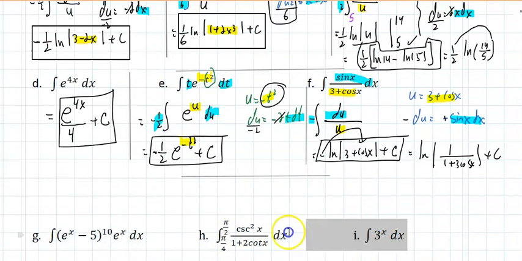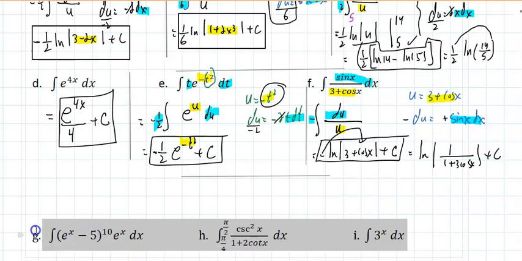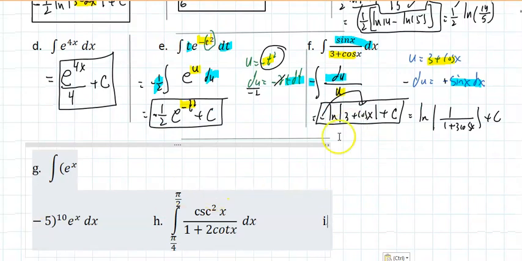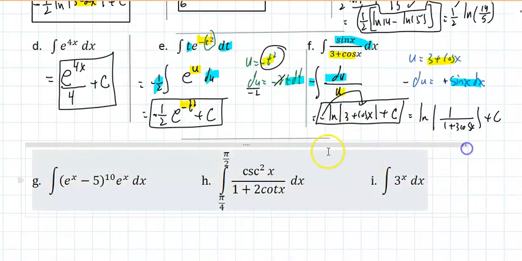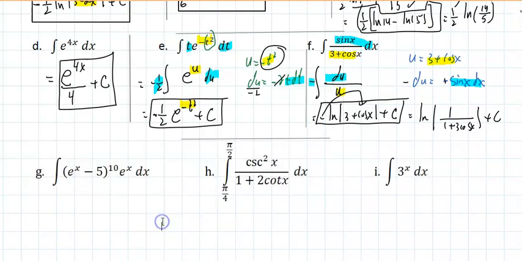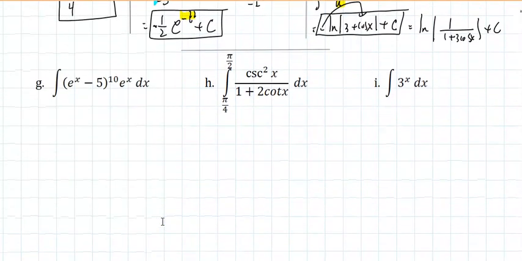I need to shift that up just a bit. There it is. I have 3 more examples to go.